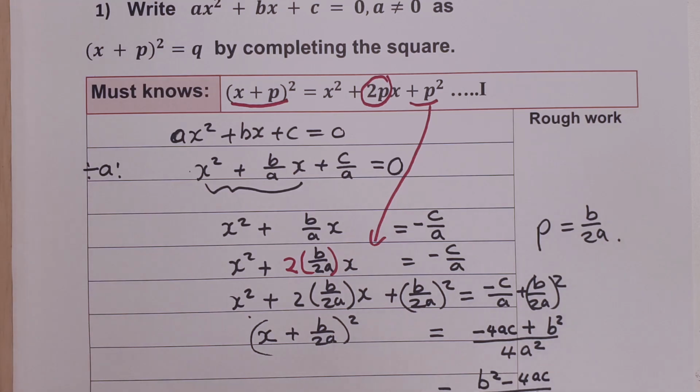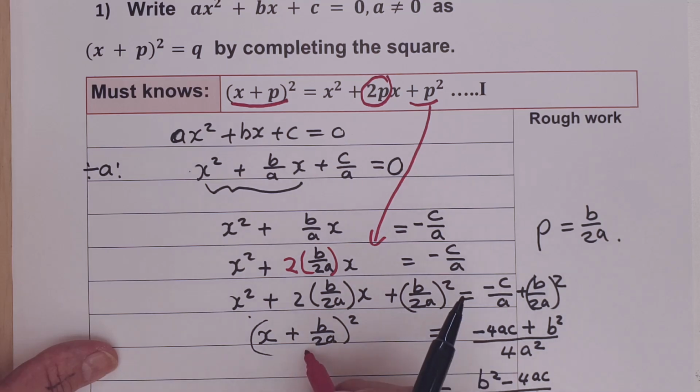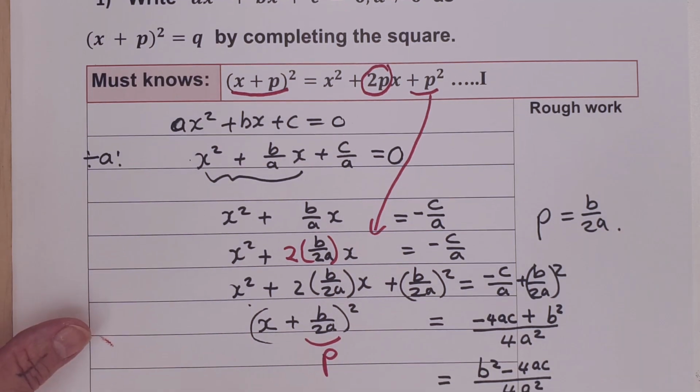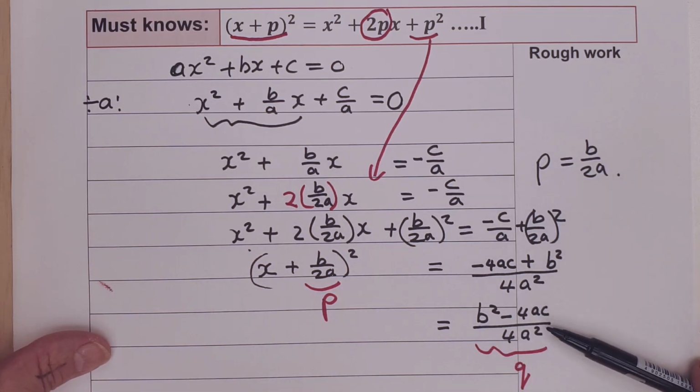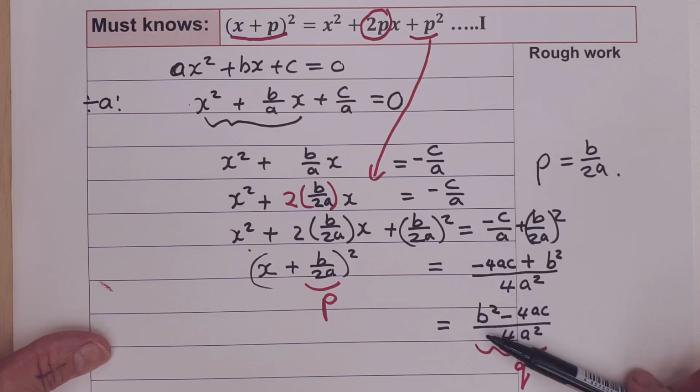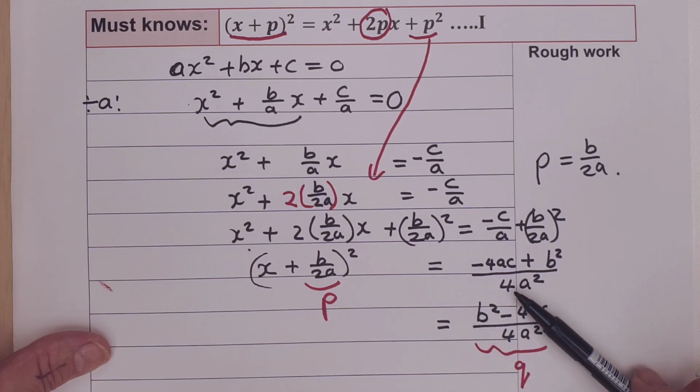And this is now my q, and this is my p. And that is it. Now I've completed the square. The moment I know what the values of a, b, and c are, I can plug them in. And you will notice that this term here looks familiar. So let us look at the next question.